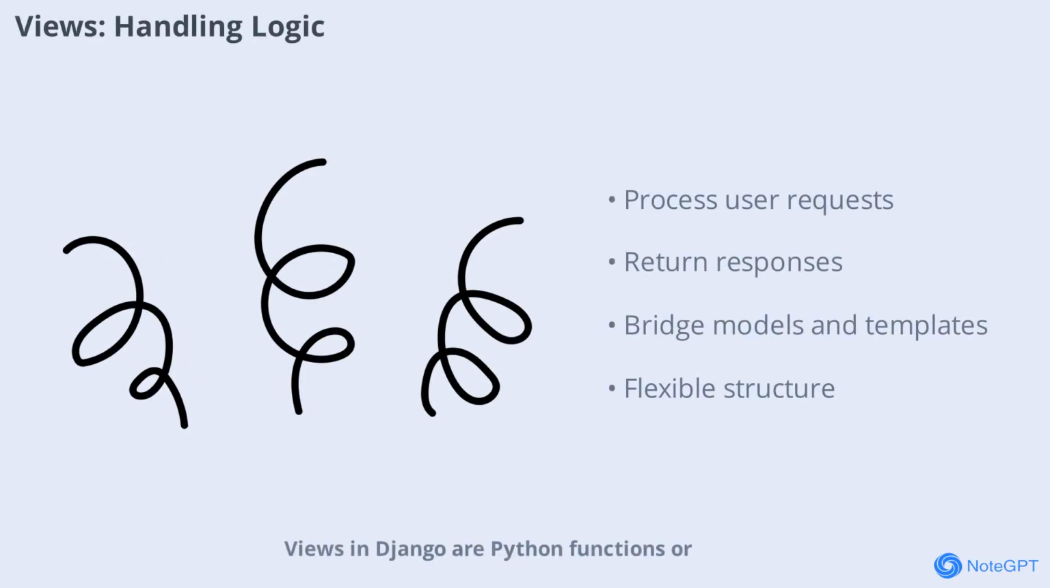Views in Django are Python functions or classes that process user requests and return responses. They act as the bridge between your models and templates, handling the logic that powers your application. Whether you're displaying a list of blog posts or processing a form submission, views keep your application responsive and interactive. Django's flexible view system lets you organize your code in a way that makes sense for your project.